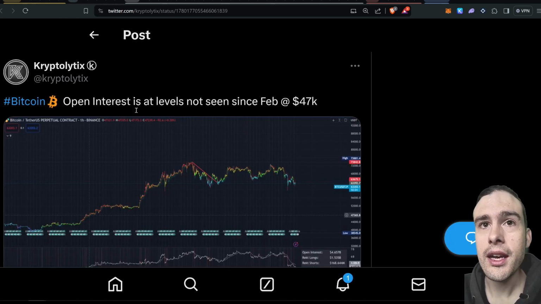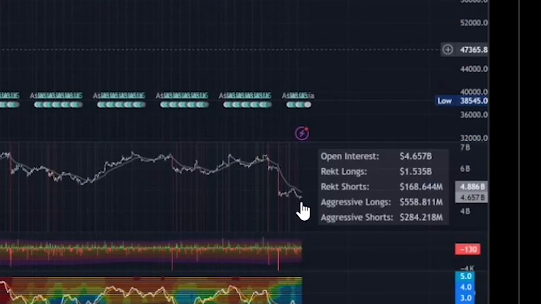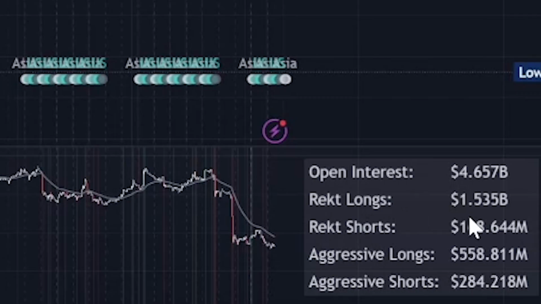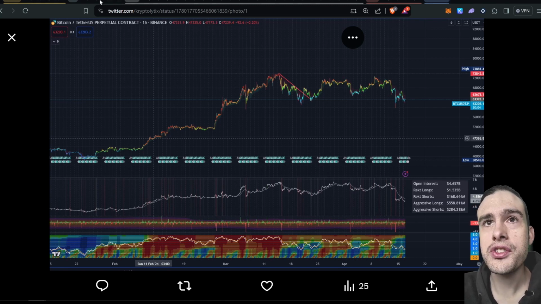So let's move on. Now, open interest is at levels not seen since Feb at 47k. So here's our open interest chart, down the bottom of this chart. It's just the chart we were looking at just before, and you can see open interest is pretty much where it was there. So big flush, because look at the rekt longs, $1.5 billion in rekt longs. So now we've got lots of shorts in the market.